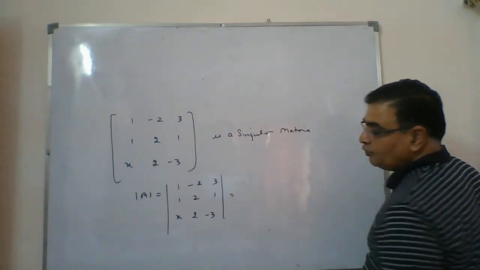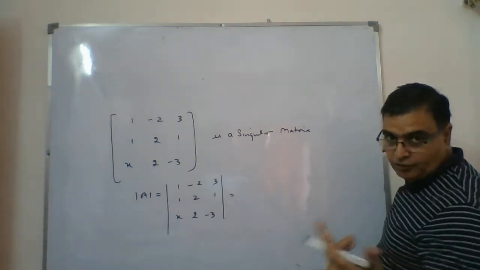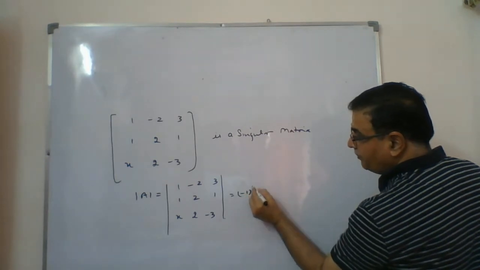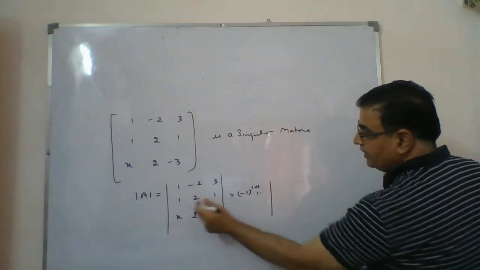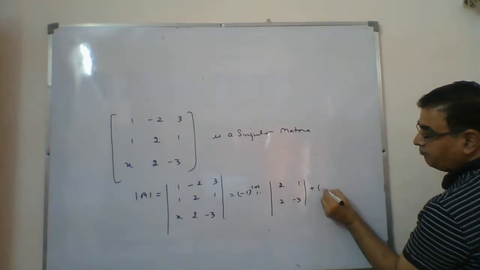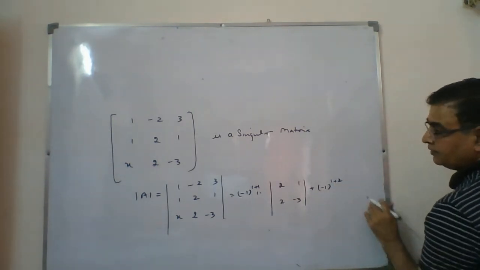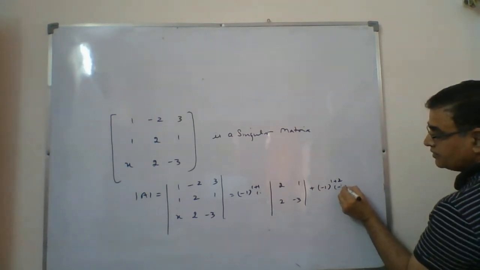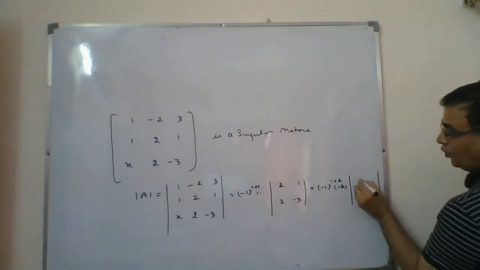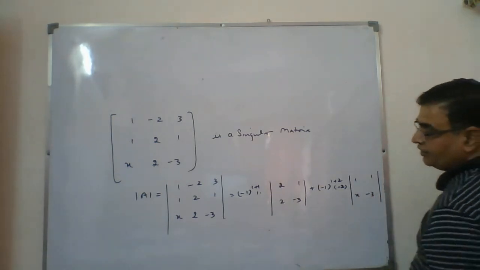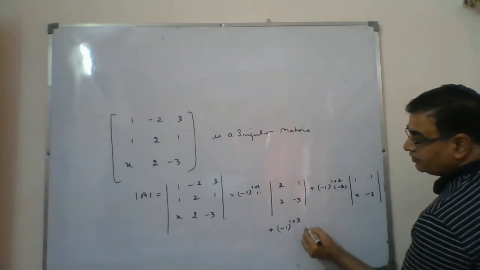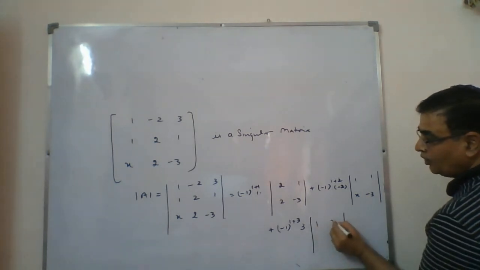Now, for the determinant value, I told you first that you can expand along any one row, and the result will be the same. So going for the first row, for the first element, it is minus 1 power 1 plus 1, the element is 1, and what is left is 2, 1, 2, and minus 3. Then plus minus 1 power 1 plus 2, the element is minus 2, and the determinant you take leaves this row and column, leaving 1, 1, x, and minus 3. And then the third term is plus minus 1 power 1 plus 3, the element is 3, and the remaining elements are 1, 2, x, and 2.